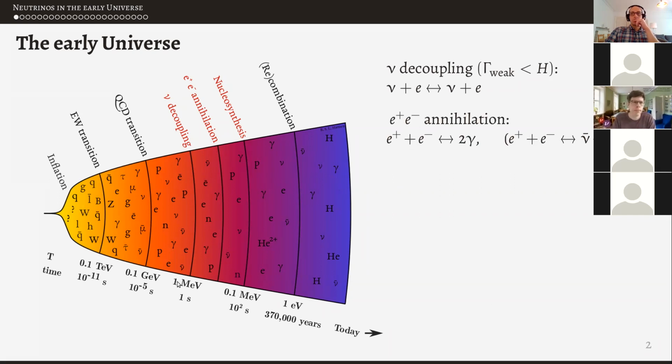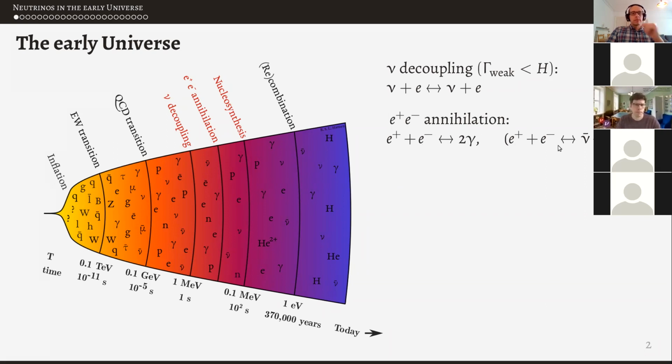This takes place at about 1 MeV. At slightly lower temperature, when the electrons and positrons become non-relativistic, we have what we call electron-positron annihilation. So electrons and positrons produce 2 photons and vice versa. Of course, this reaction takes place at all temperatures. But what happens when the electrons and positrons become non-relativistic is that it's shifted towards the photon side of the equilibrium. So we lose all of the electrons and positrons in the plasma.